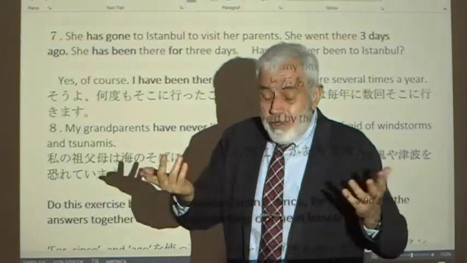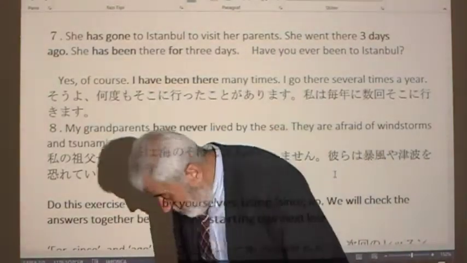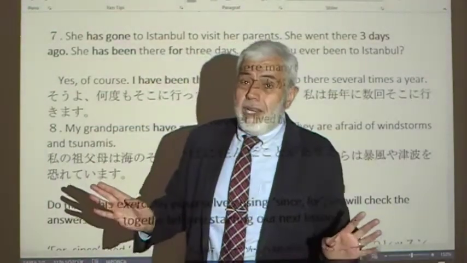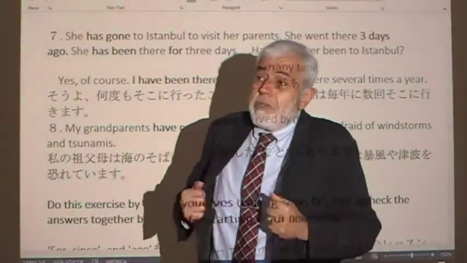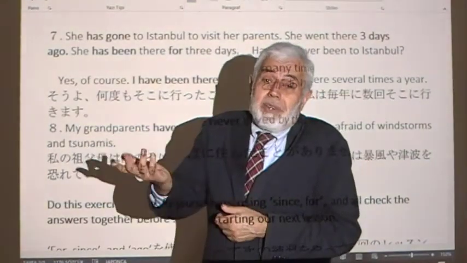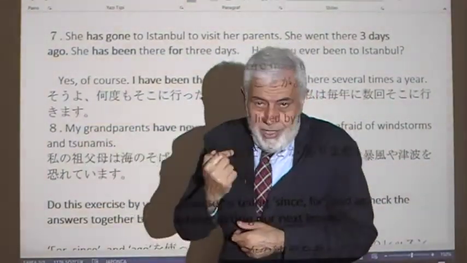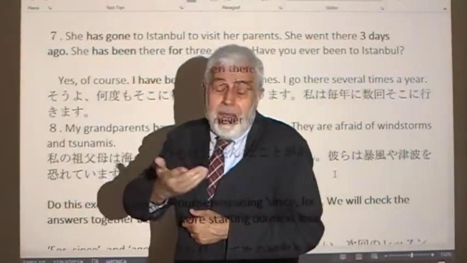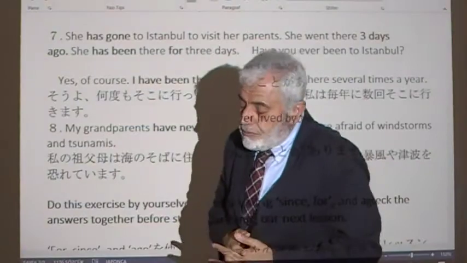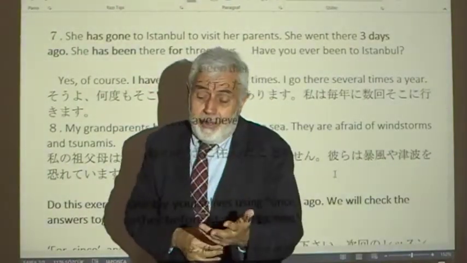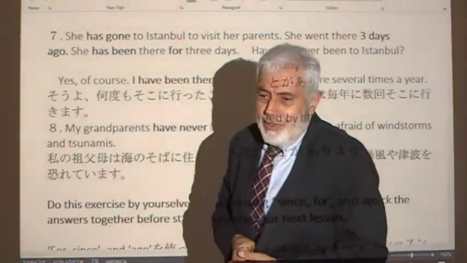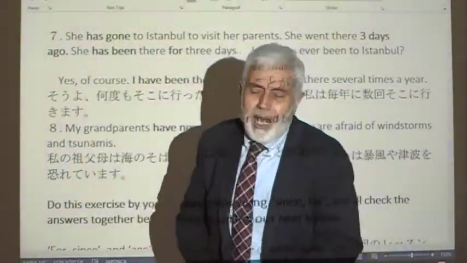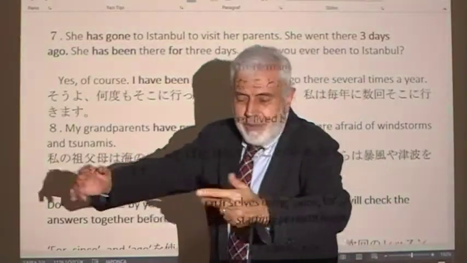I have gone と言ったら私はまだいるらしい。それじゃいるなら have gone は言えない。自分のことは have been。行って戻ってきました。I have been to Istanbul, for example. I have been to Istanbul many times. So I have been to Tokyo several times. I have been to Berlin many times. I have been to London. I have been to many places many times.